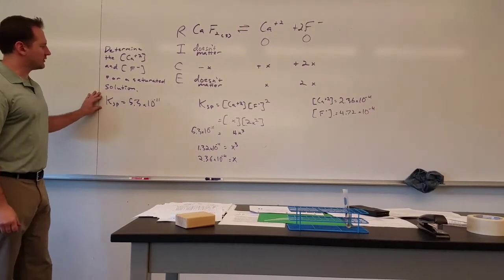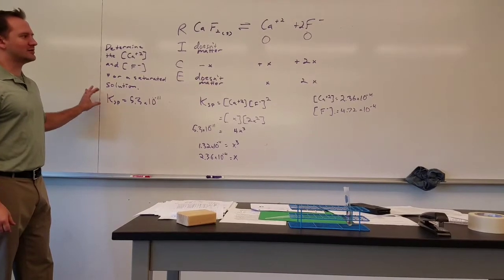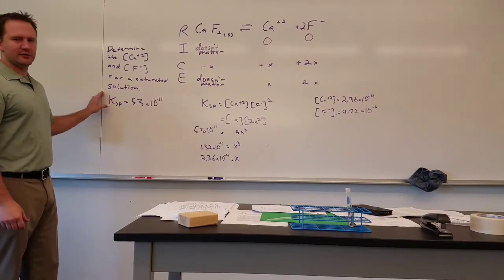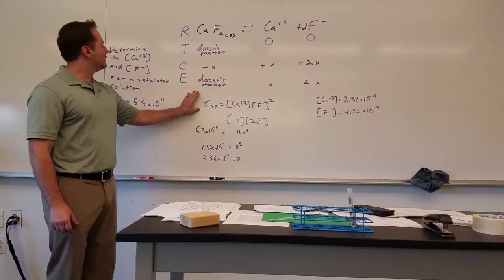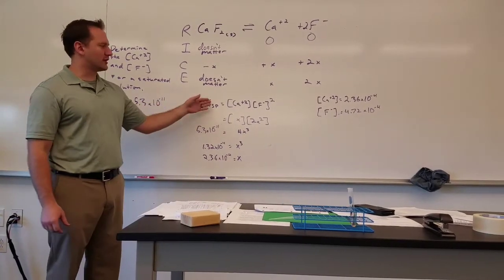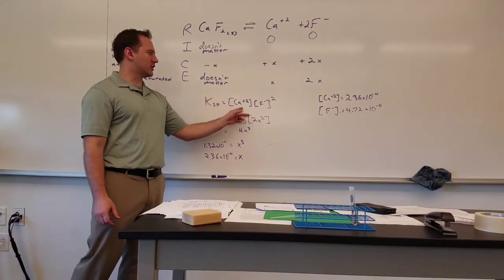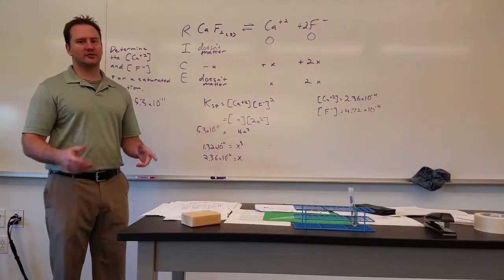So the Ksp for this substance is 5.3 times 10 to the negative 11. And just writing out what the K expression would be, since it breaks down into two fluorides and one calcium, you would have calcium concentration times the fluoride concentration squared.